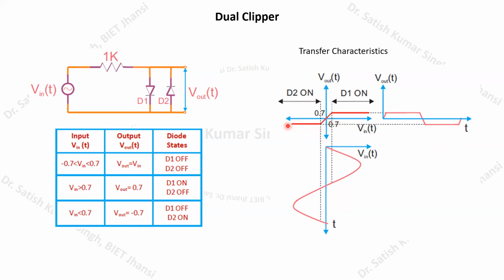So this will be the transfer characteristic. Here you can see that whenever the input is greater than 0.7 volt, this diode D1 will be in the forward bias state, it will be on, and this voltage remains 0.7. It is not going beyond 0.7. Similarly, when we apply the negative cycle of the V input waveform, this diode D2 will be in the forward state whenever the input is less than minus 0.7 volt. So again, it will be clipping this negative portion.